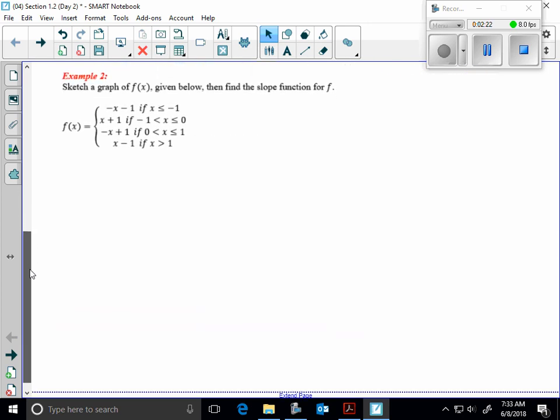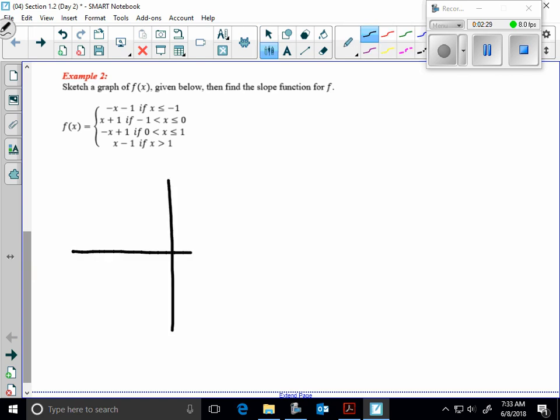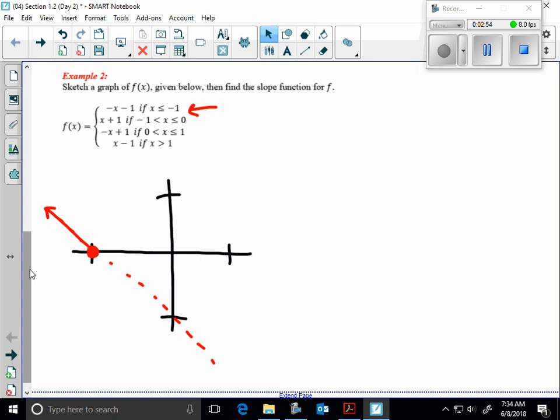Okay, so let's sketch a graph of the following and then find the slope function. So I should have provided myself a nice little grid here, but I didn't. So I'm going to go ahead and do this. This first one, negative x minus 1. So negative x minus 1 would be a line, preferably a line that would look like that. Less than or equal to negative 1. So at negative 1, I would put a nice point there and then go to the left. Since x is less than or equal to negative 1.